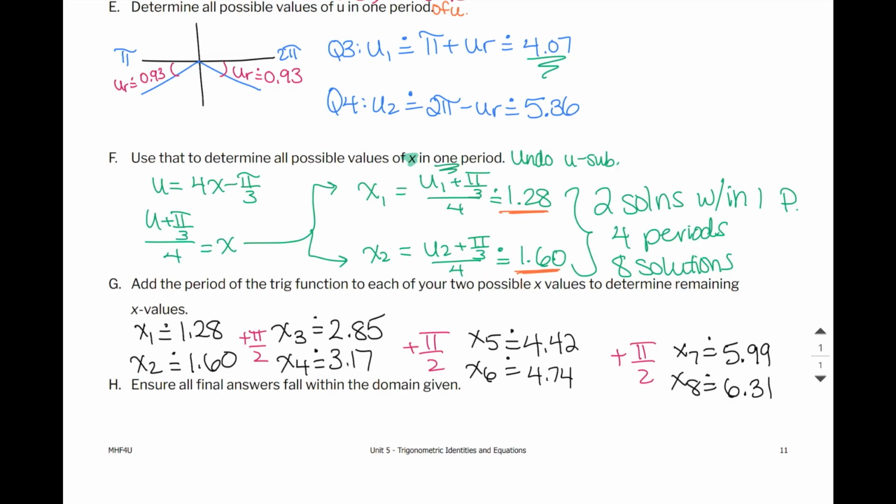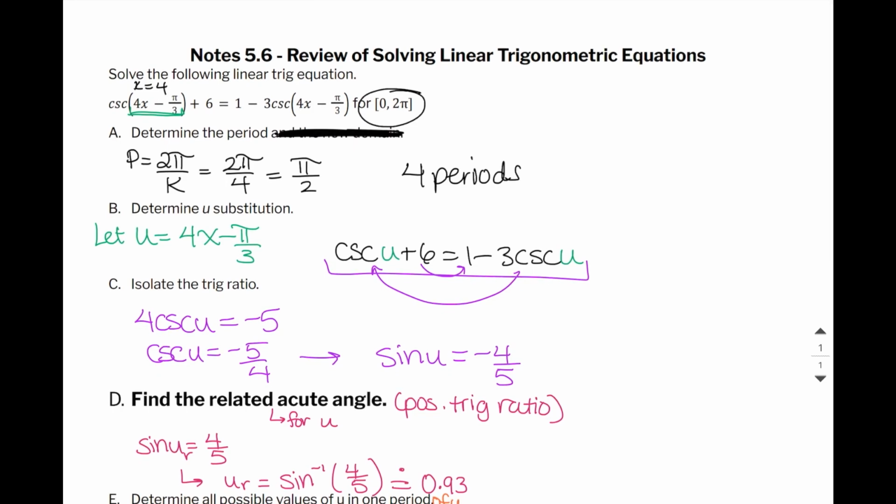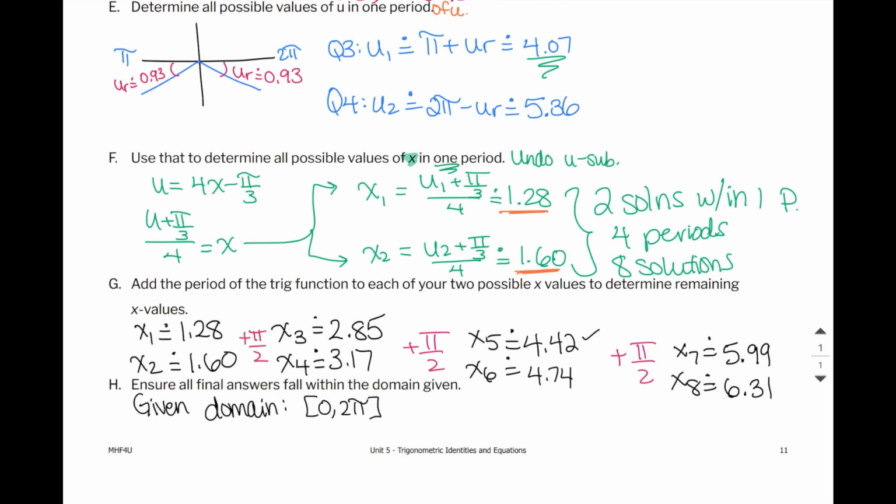So these are the solutions we get: 4.42, 4.74, 5.99, and 6.31. These are our 8 solutions. But then question H says to ensure all final answers fall within the domain given. And if you look right here, the domain says that it has to be between 0 and 2 pi. So 2 pi is approximately 6.28, and this value is just a little bit too high. So this does not work. This is too high. So we actually have to work backwards from here.